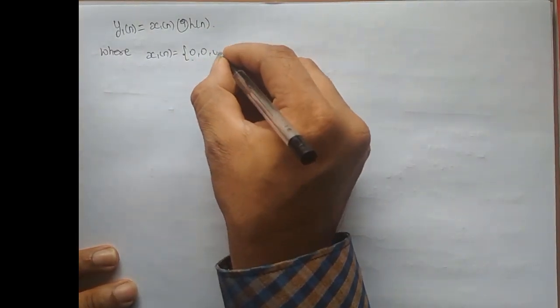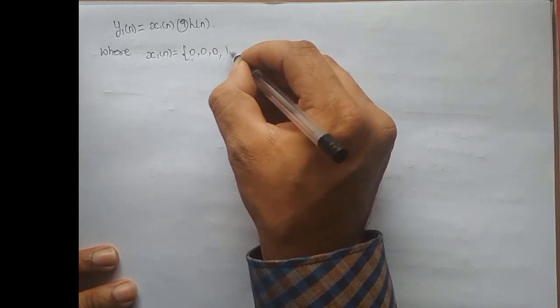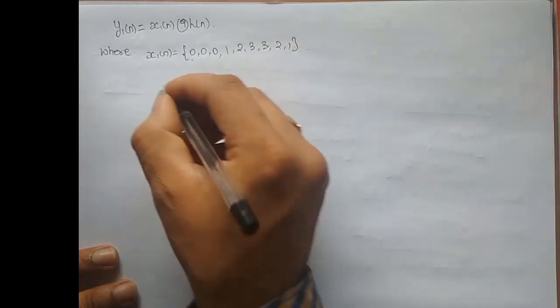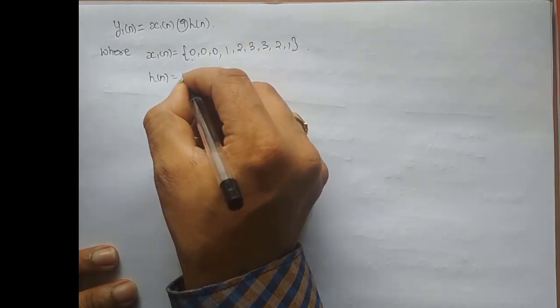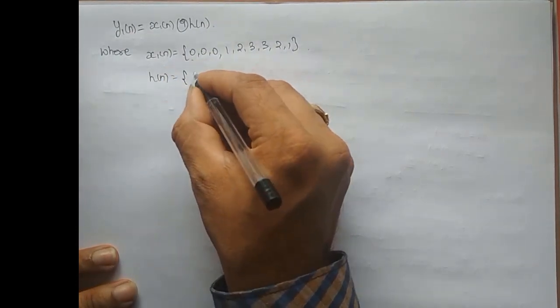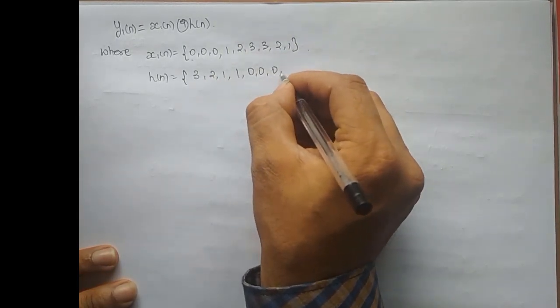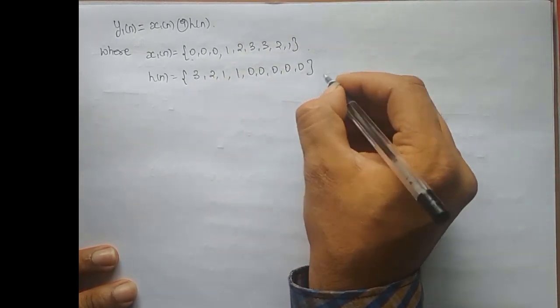0 0 0 1 2 3 3 2 1. So the impulse response h of n is given by 3 2 1 1 0 0 0 0 0.